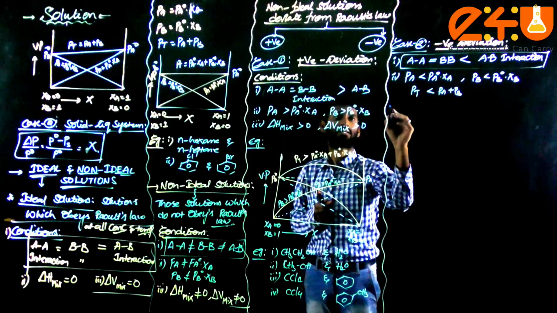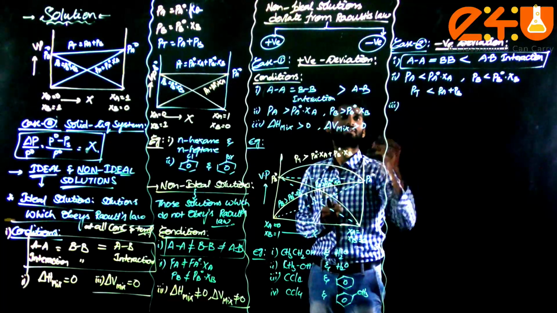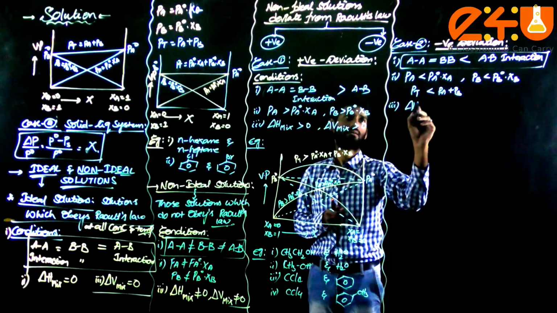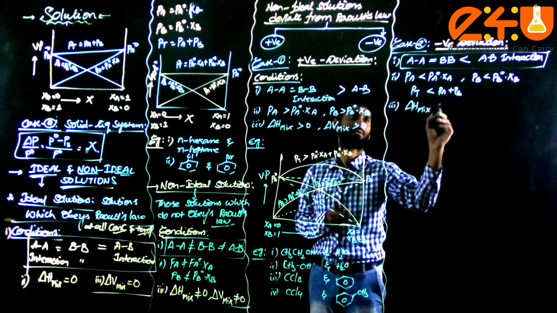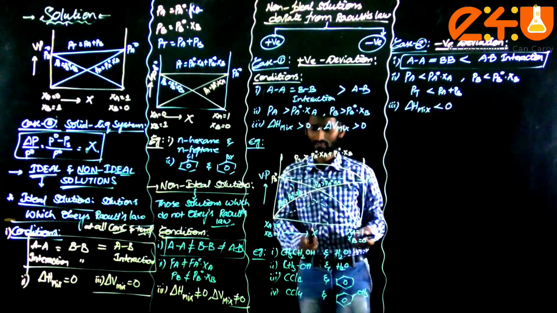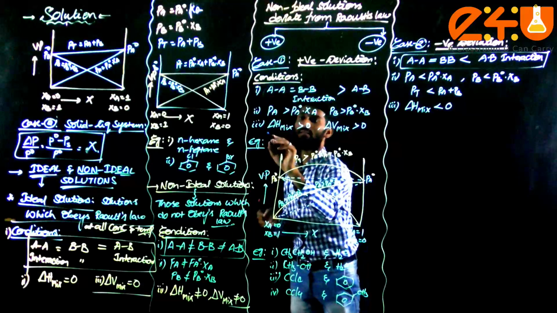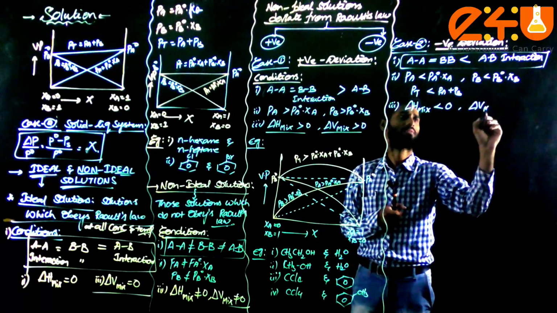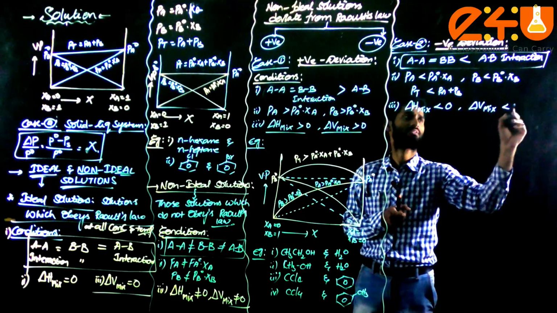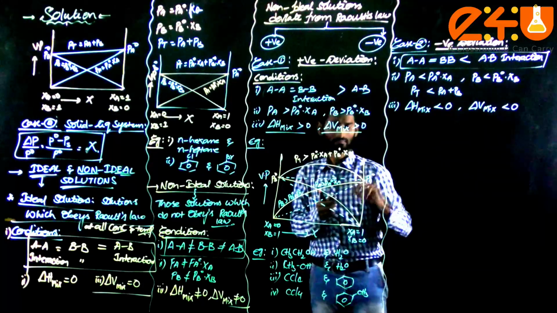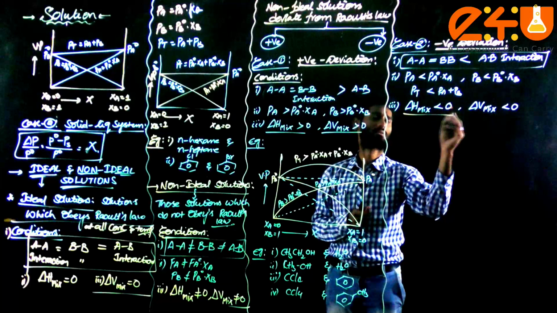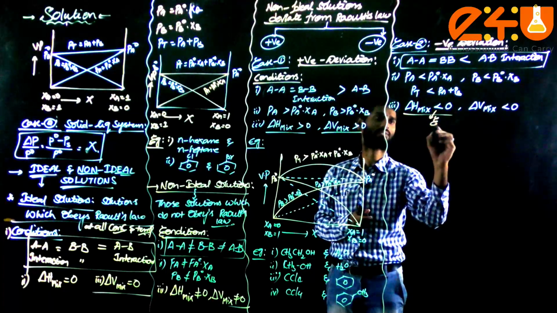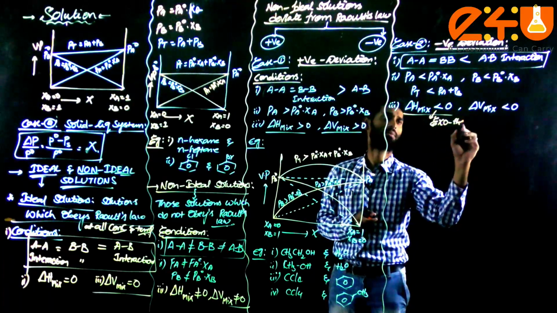Am I correct or not? Next one comes under the third condition. The same, delta H mixture is less than 0, and the change in volume of the mixture is less than 0. Here delta H is less than 0, which means what type of reaction, dear students? Here this is an exothermic reaction.